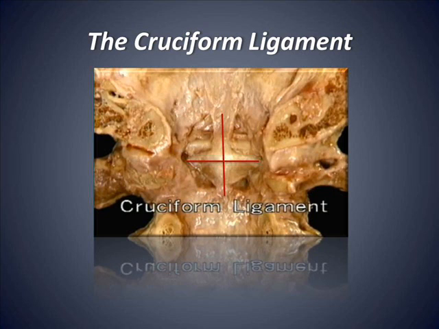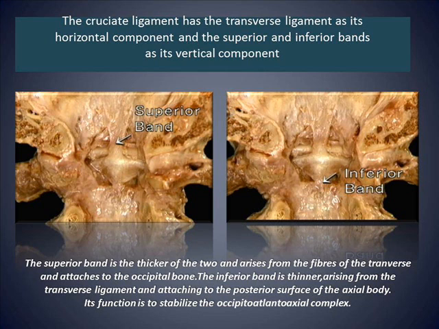The final ligament we'll be looking at today is the cruciform ligament, and this is made up of the horizontal component being the transverse ligament itself, and then we have the superior and inferior bands. The superior band, which we have labelled, is the thicker of the two bands, and it rises from the fibres of the transverse ligament and attaches onto the occipital bone. The inferior band is thinner, and arises off the transverse ligament and attaches to the posterior surface of the axial body. Its function is to stabilise the entire complex.